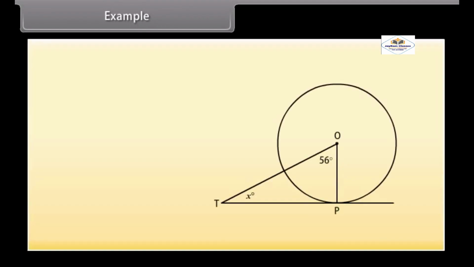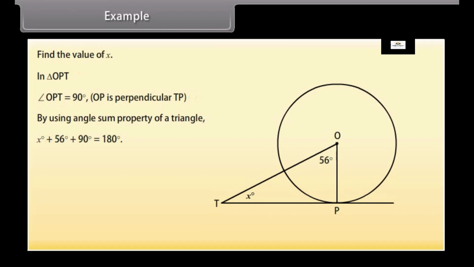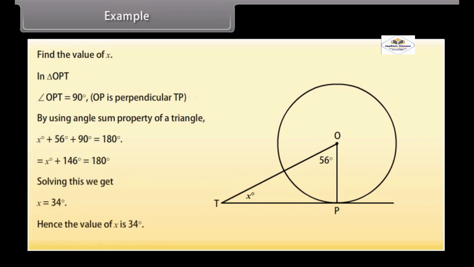Example. Look at the figure given. Find the value of x. In triangle OPT, angle OPT is 90 degree because OP is perpendicular to TP. Also, by using the angle sum property of a triangle, we can say that x degree plus 56 degree plus 90 degree is equal to 180 degree, which is equal to x plus 146 degree, which equals 180 degree. Solving this, we get x as 34 degree. Hence, the value of x is 34 degree.